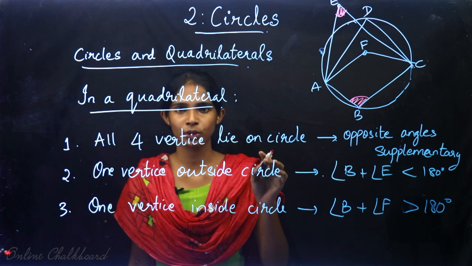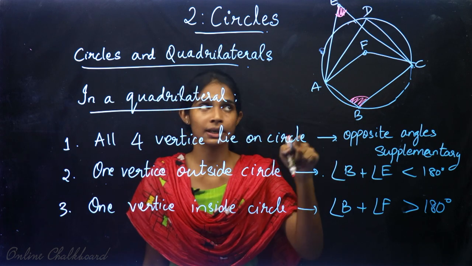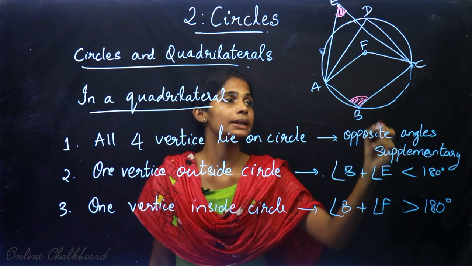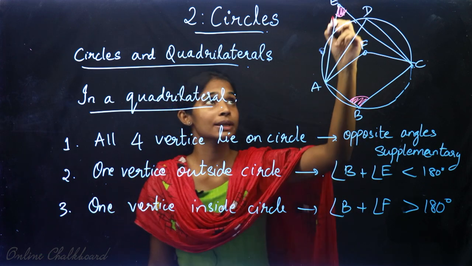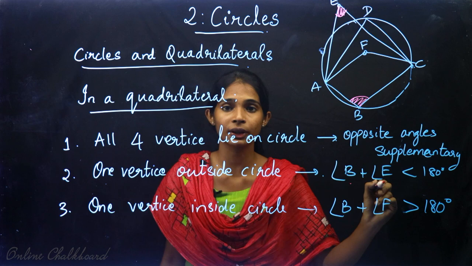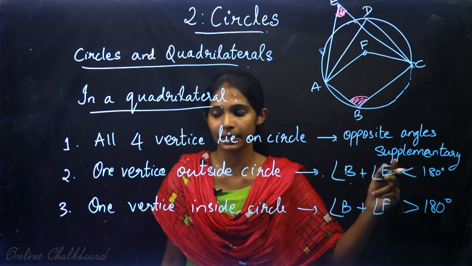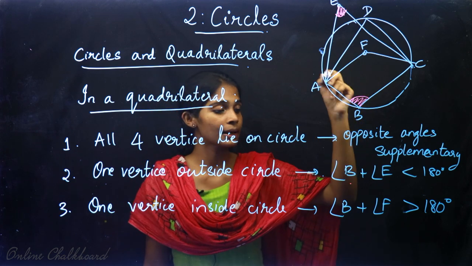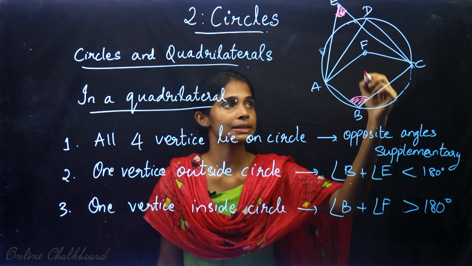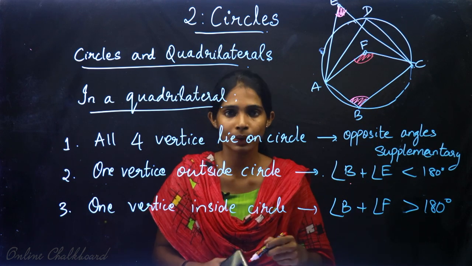So, we have learned 3 things. One: if all 4 vertices of a quadrilateral lie on the circle, then the sum of opposite angles is 180 degrees. If one vertex is outside the circle, then the sum of the angles, angle B plus angle E, is less than 180. And if one vertex is inside the circle, then the sum of the opposite angles, angle B plus angle F, will be greater than 180 degrees.